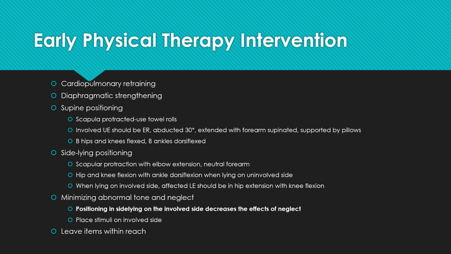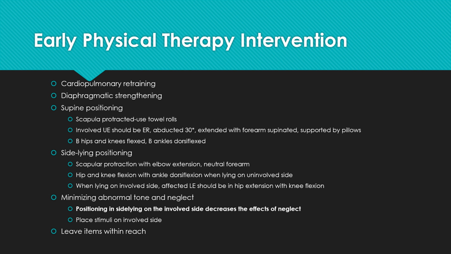Early physical therapy intervention is going to include cardiopulmonary retraining. Again, we've got decreased depth of respiration, so an increased respiration rate, and we've got to retrain the cardiopulmonary system to be able to work efficiently. This can include doing things like diaphragmatic strengthening so that we improve respiratory muscle function.